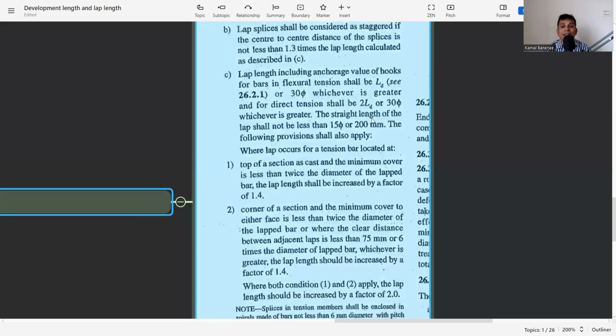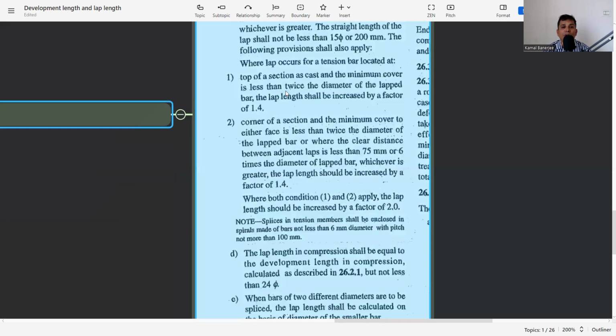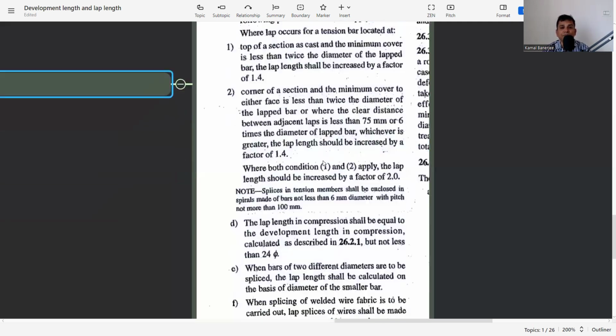So the straight length of the lap shall not be less than 15φ or 200 mm. That means it should in no way be less than 200 mm. Top of a section as cast and the minimum cover is less than twice the diameter of the lap bar, then the lap shall be increased by a factor of 1.5. That is also another criteria.